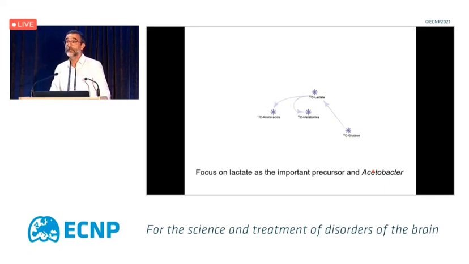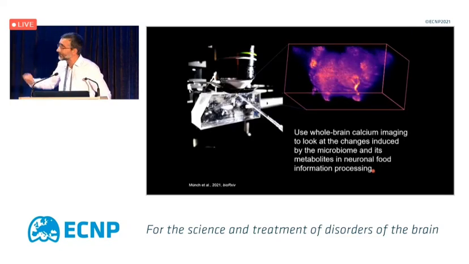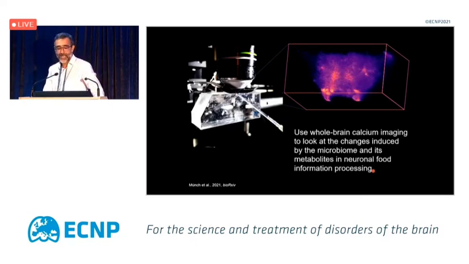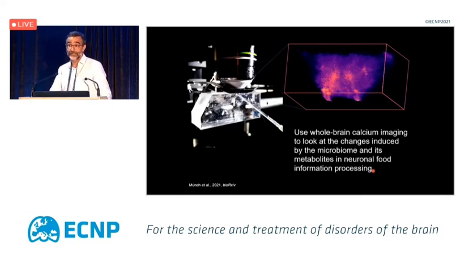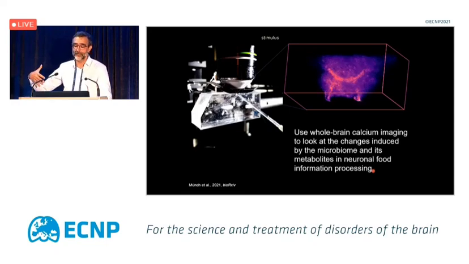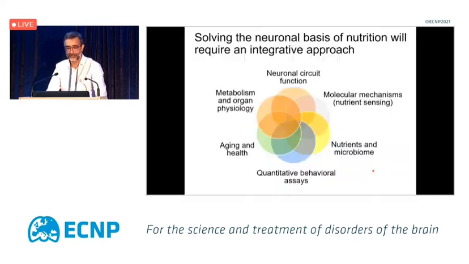And to understand what happens in the brain, we can do whole brain calcium imaging in the fly. This is what you're seeing here. So this is a fly brain with GCaMP. And we can see the fly brain neurons, all the neurons in the fly brain, and how they are activated when the fly is eating. So we can watch the brain of the fly while it's eating. And we can do that in flies which have or don't have a microbiome, or flies in which we reconstitute the metabolome of the fly by putting in specific metabolites.